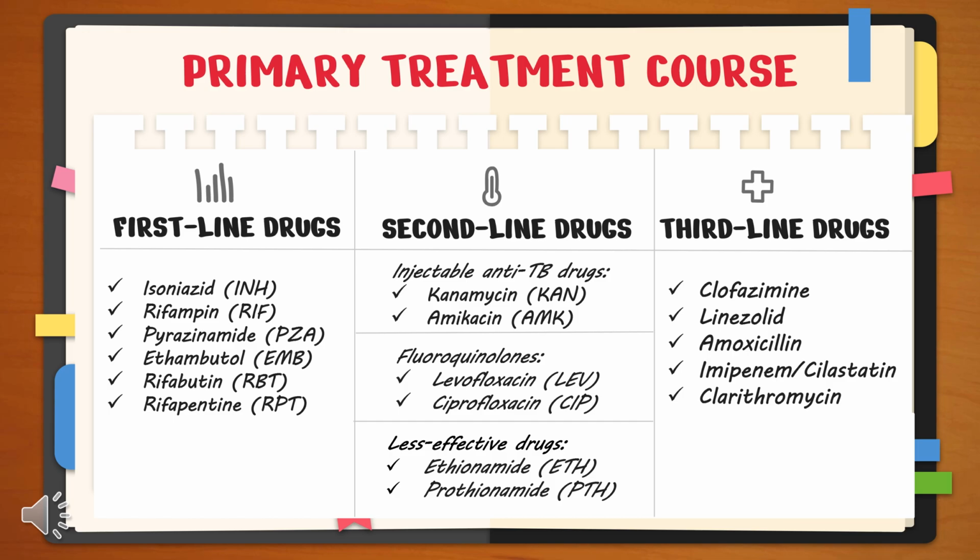However, if the first line of therapy fails, such as due to the emergence of multi-drug resistant TB strains, the application of second-line drugs is required. For the second-line drugs, there are 3 subgroups, and some example drugs are listed on the table. There are injectable anti-TB drugs such as kanamycin and amikacin, fluoroquinolones like levofloxacin and ciprofloxacin, which have broad-spectrum antimicrobial activity, and other second-line anti-TB drugs such as ethionamide, prothionamide, and cycloserine.